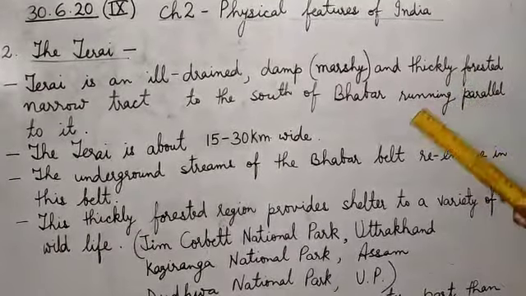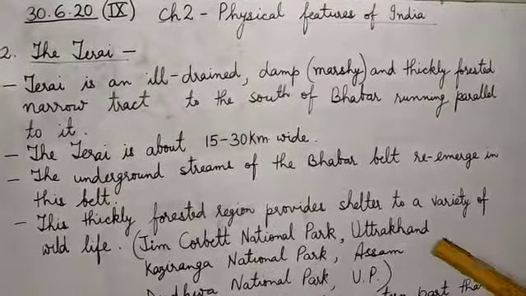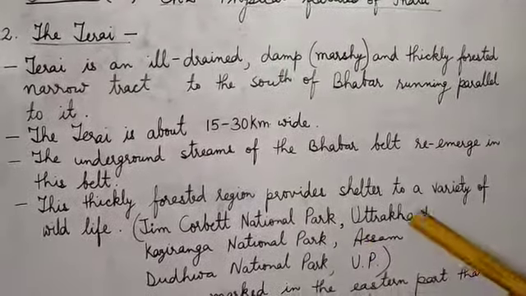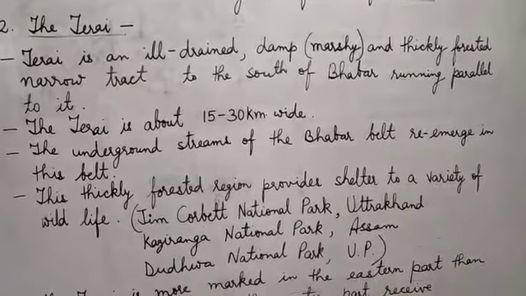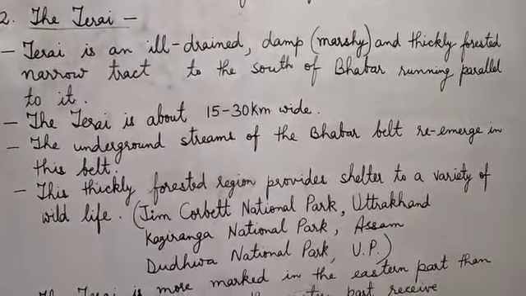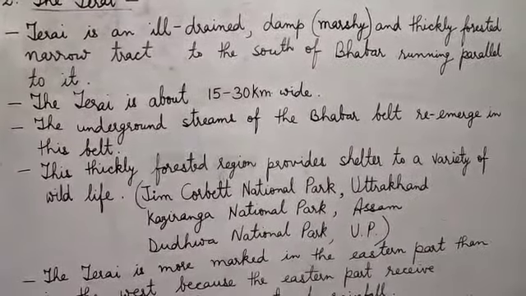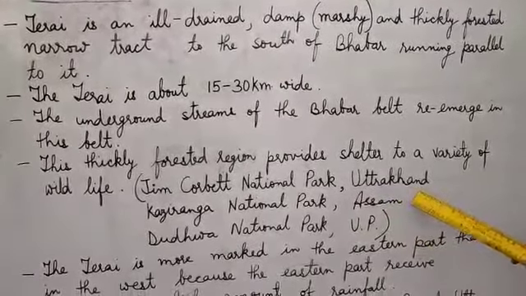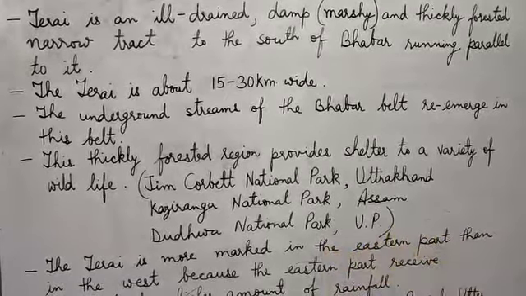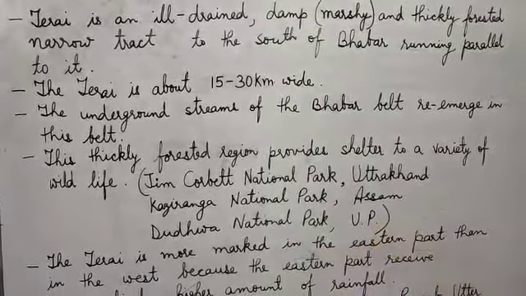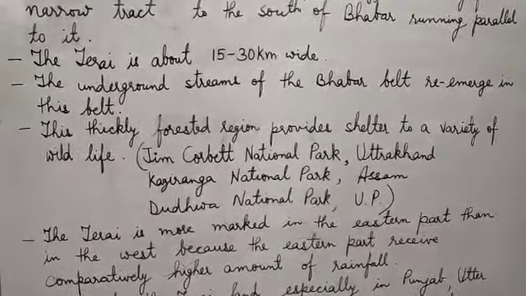Okay, in the marshy land. This thickly forested region provides shelter to a variety of wildlife. So we can see number of national parks are located in this region. This is ideal habitat for these wild animals, like the Jim Corbett National Park in Uttarakhand, the Kaziranga National Park in Assam, and the Dudhwa National Park in Lakhimpur Kheri district of Uttar Pradesh. They all are located in this Tarai region.